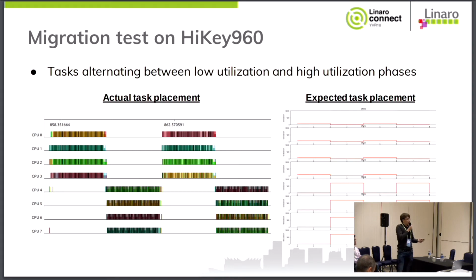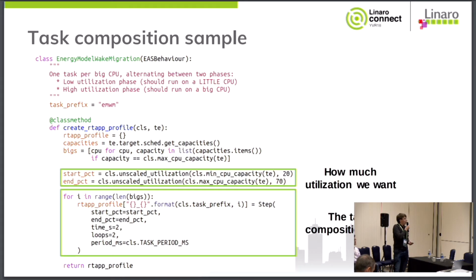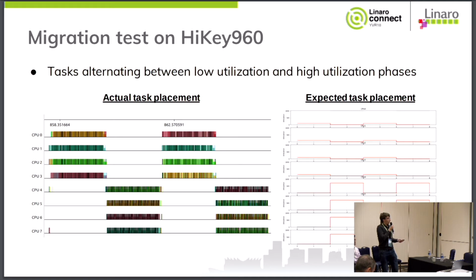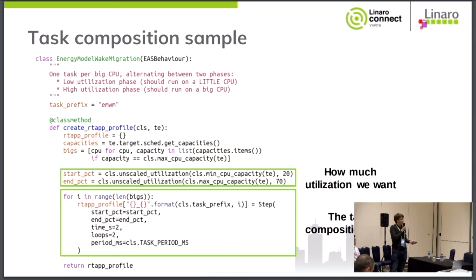When we run our tests, this is working pretty well. It's a good example that EES is doing what we want. As an example of how the API looks, half of it is just figuring out how many tasks you want and how much utilization you want. But then the API is fairly simple with that. You just say which utilization percentage you want and how many times you want to loop. I think that's a good example that you can create different workloads with different task compositions fairly simply.